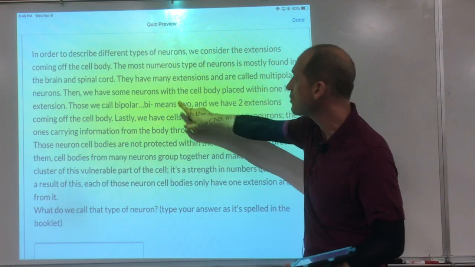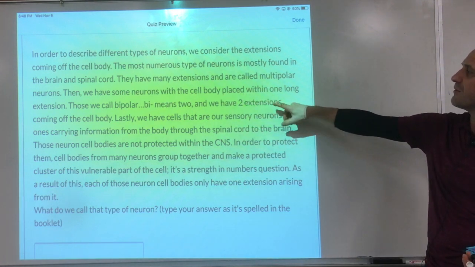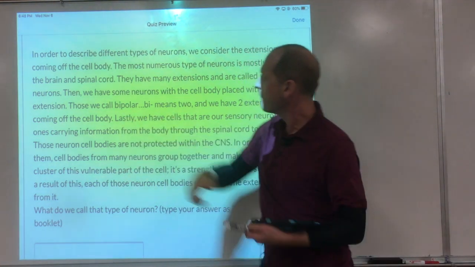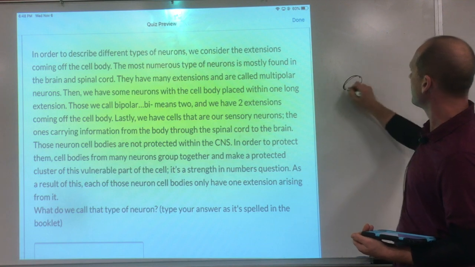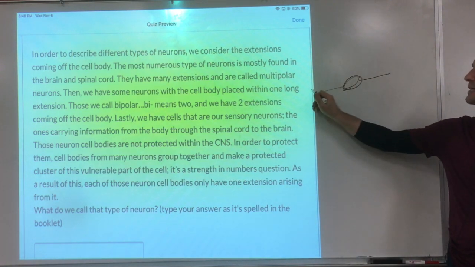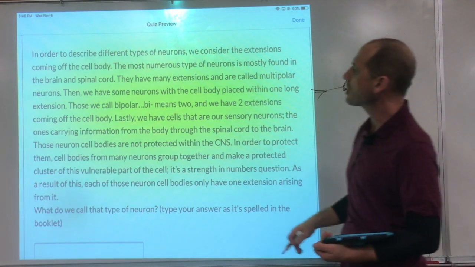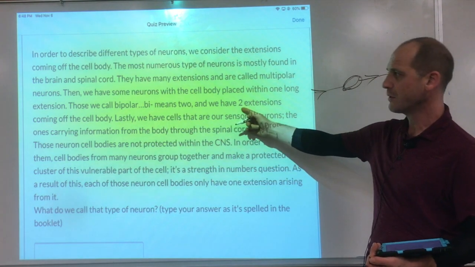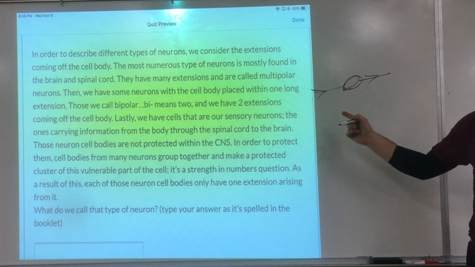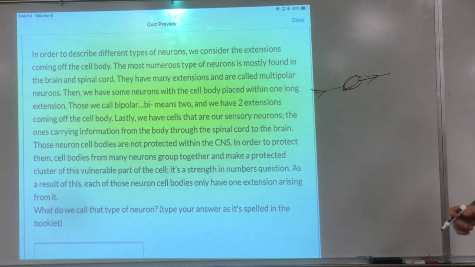Then we have some neurons with a cell body placed within a long extension only, bipolar neurons. Those look like this. We have the nucleus, one extension on one side, one extension on the other side. One extension receives the stimulus, the other one sends it. So one dendrite and one axon. Those are called bipolar, bi meaning two, because they only have two extensions. We find that style in the eyes. Very few places we find that, but it's the one we have to describe.